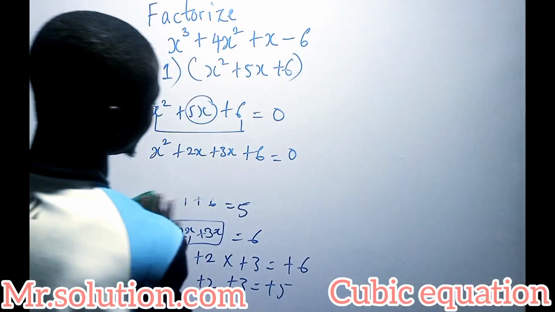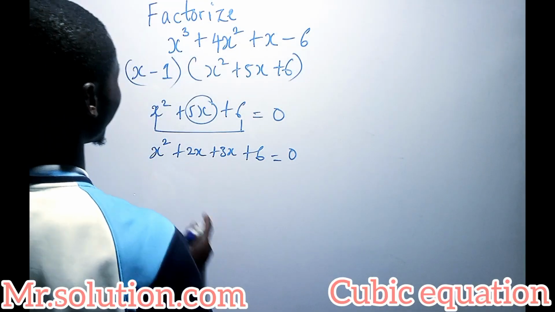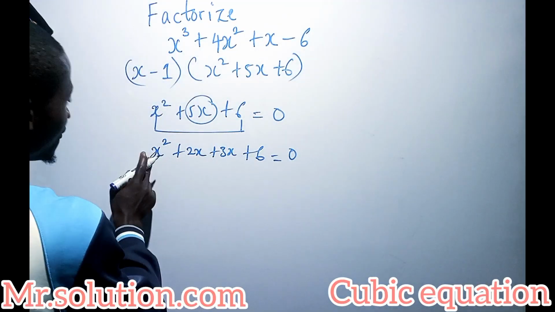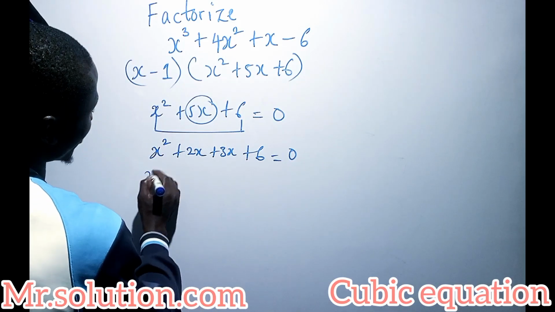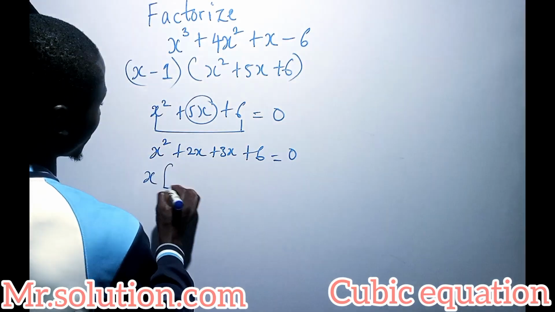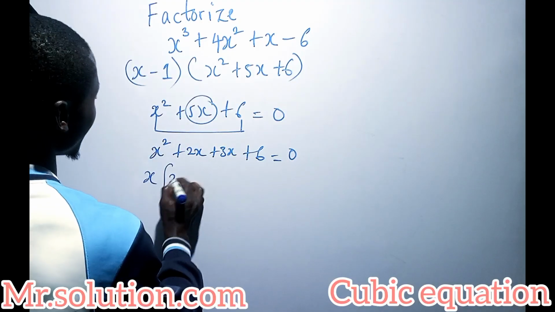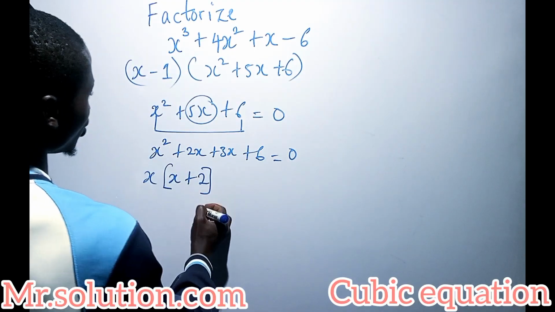Now, having done this, we check. Here we have x squared, we have 2x. What can you find between here and here? We have x here, we have x here. So you factor out 1x from both. When you move x from x squared, you're left with x plus. When you move x from 2x, you're left with 2, close the bracket.